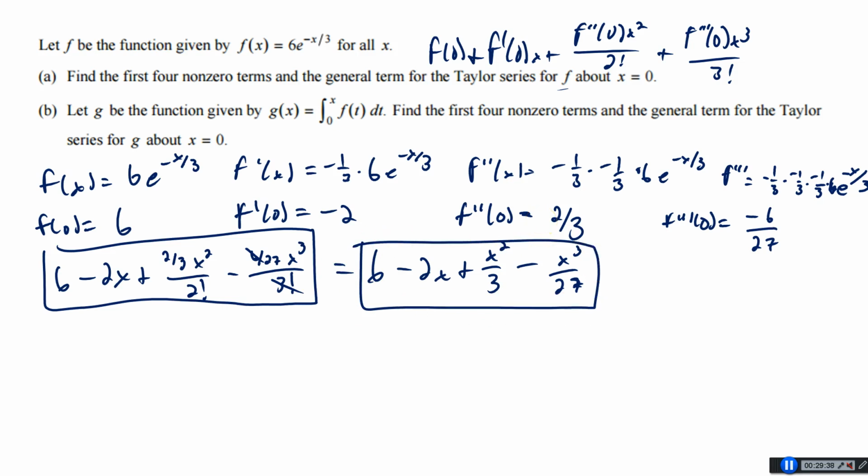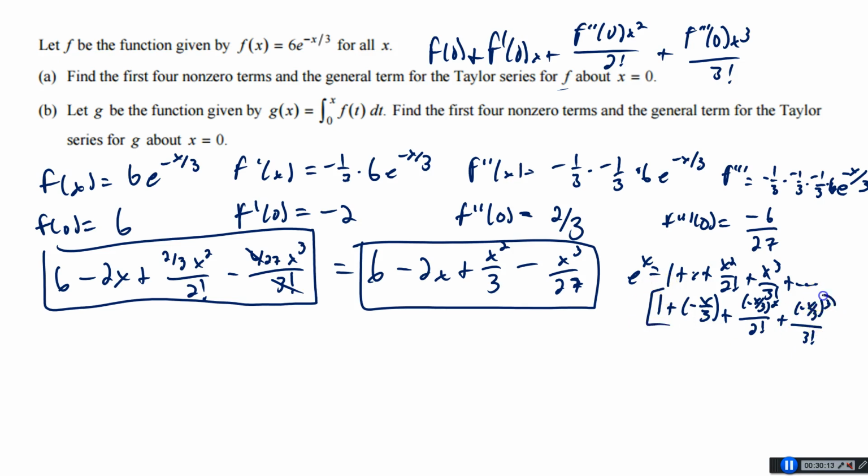Now, I said there are two ways to do it. The other way you can do it is using building blocks, right? We know e to the x is 1 plus x plus x squared over 2 factorial plus x cubed over 3 factorial. I think that's it. So then if I change all the x's to negative x over 3, I have 1 plus negative x over 3, and then plus negative x over 3 squared over 2 factorial, and then plus negative x over 3 cubed over 3 factorial, and multiply the entire thing by 6.